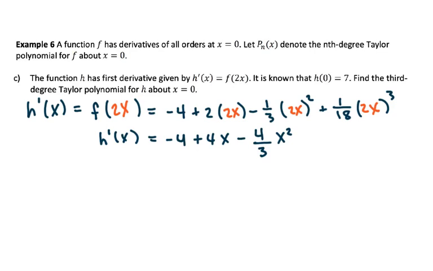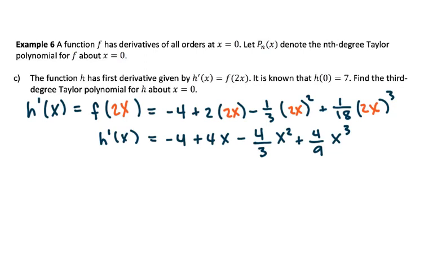And then if I'm thinking ahead here, which you may or may not be at this point, if I'm going to be integrating these, because we're going from h prime to h, we're not really going to need this because that would give us the fourth term. But just for good measure, let's practice it anyways. That would give us 8 over 18, which is the same as 4 over 9 x cubed.